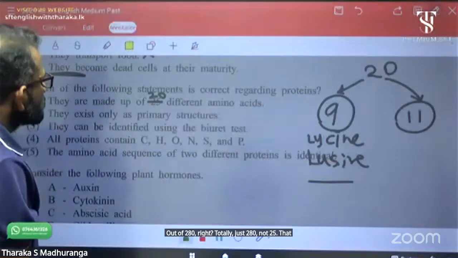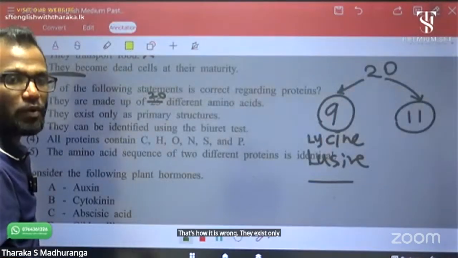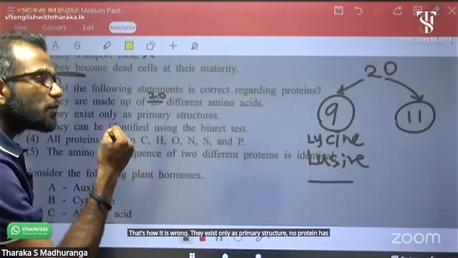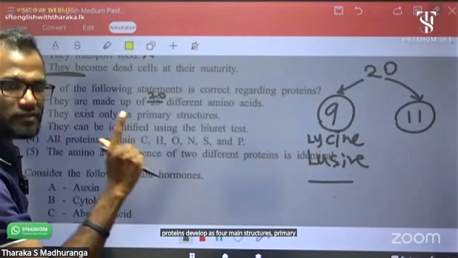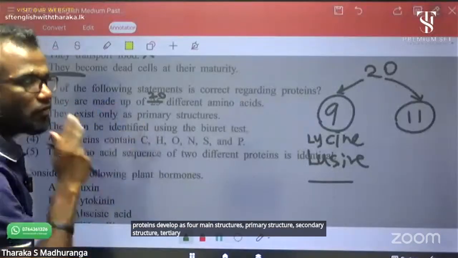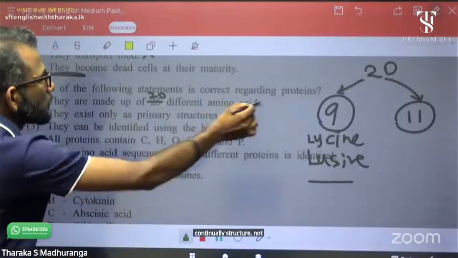They exist only as primary structure. No, proteins develop as 4 main structures: primary structure, secondary structure, tertiary structure, and quaternary structure. Not only primary structure. That's wrong.